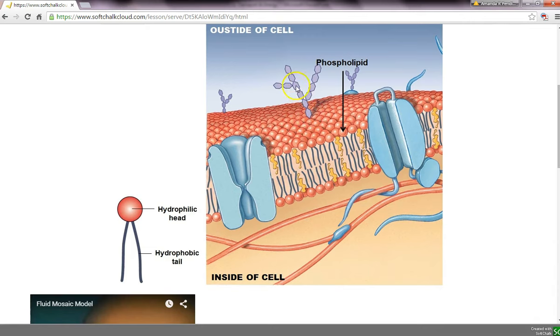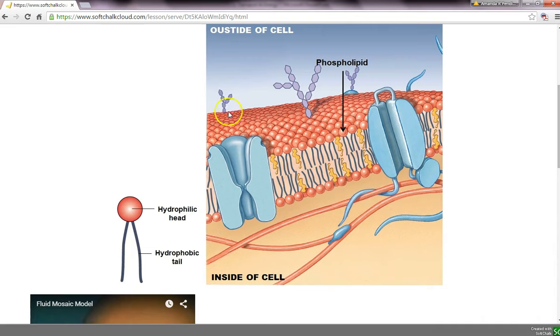This here is showing some carbohydrates, some sugars that are attached to some of your lipids. That happens, and a lot of times you see there's actually a number of carbohydrates out here on the outside of the cell, and those are actually really important in how cells recognize each other. These carbohydrates are kind of like a fingerprint of the cell.